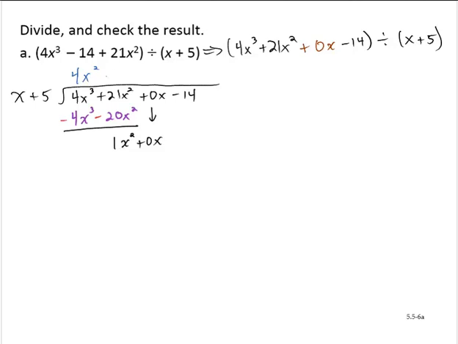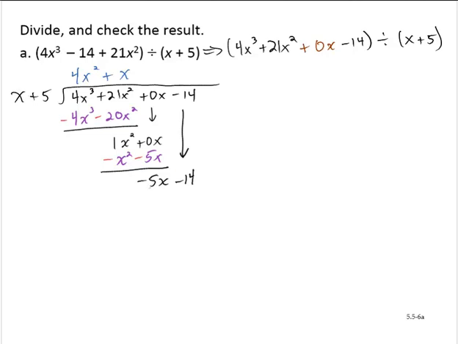x divides into x squared, x times. Multiplying back yields an x squared and a 5x. Subtracting by changing the signs and combining like terms would yield 0x squared and a negative 5x. Drop down the minus 14 and repeat the process.